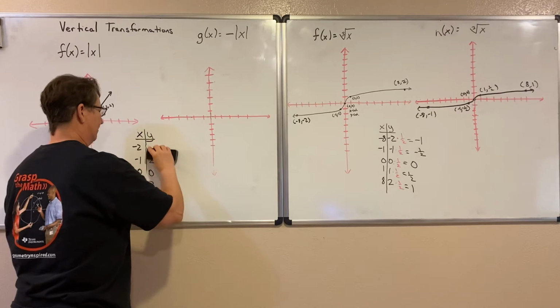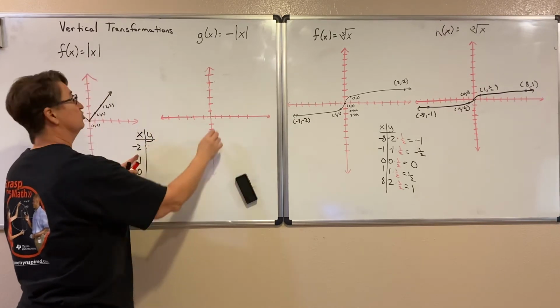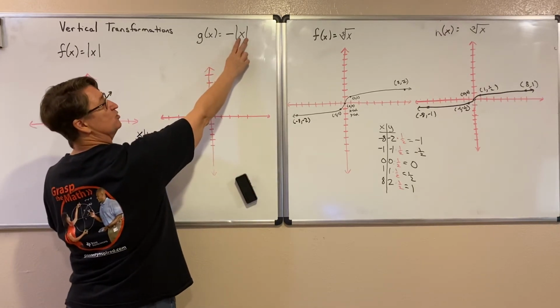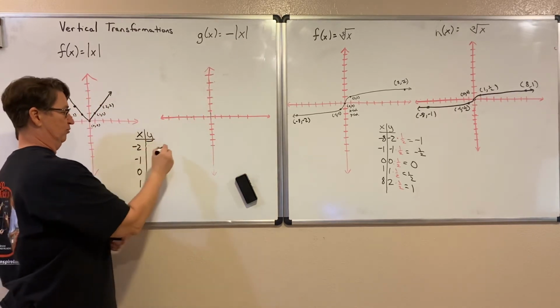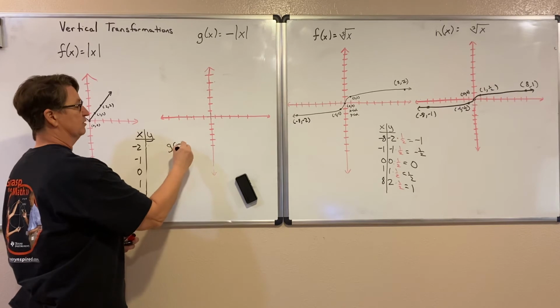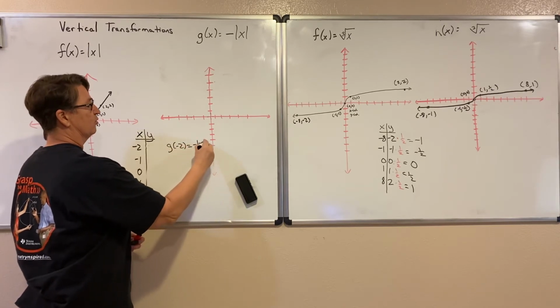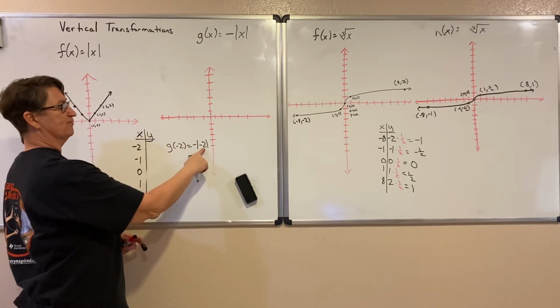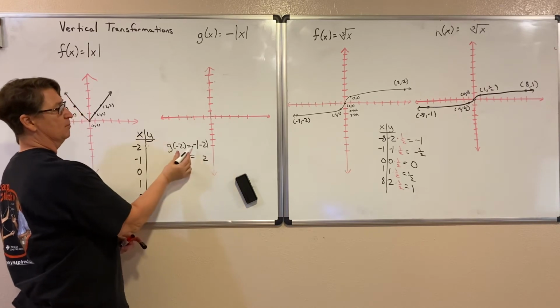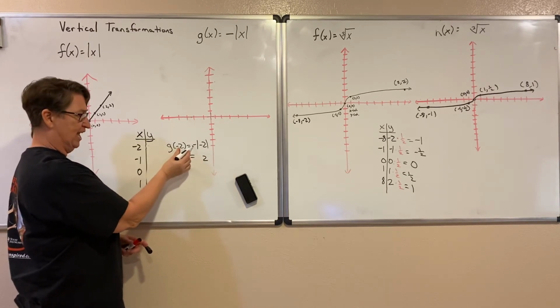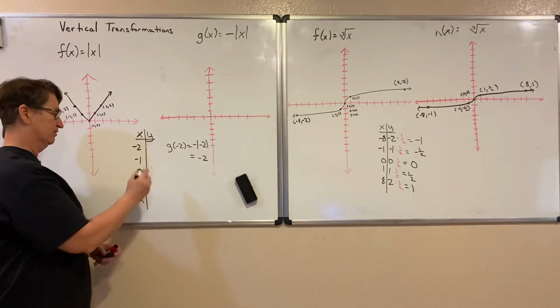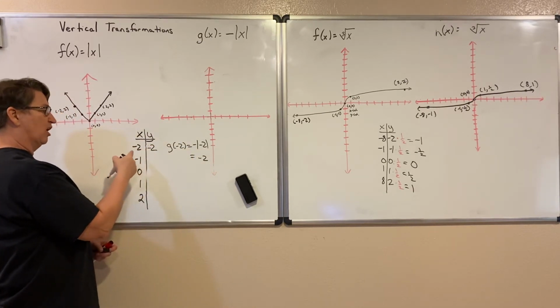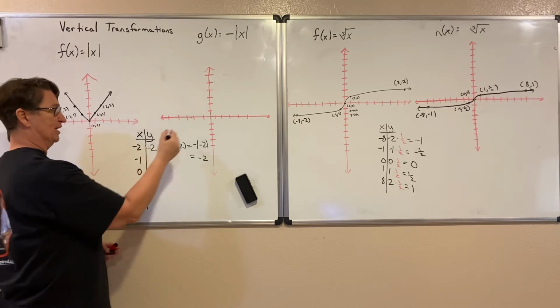Well, if I put in -2, the absolute value of -2 is 2, but then it's a negative of that. So let me write it out just to make sure. Here, the absolute value of -2 is a +2, but this -1 is being multiplied times the function, so it ends up with a negative out front. So we're going to have a point on our new graph at -2, -2.